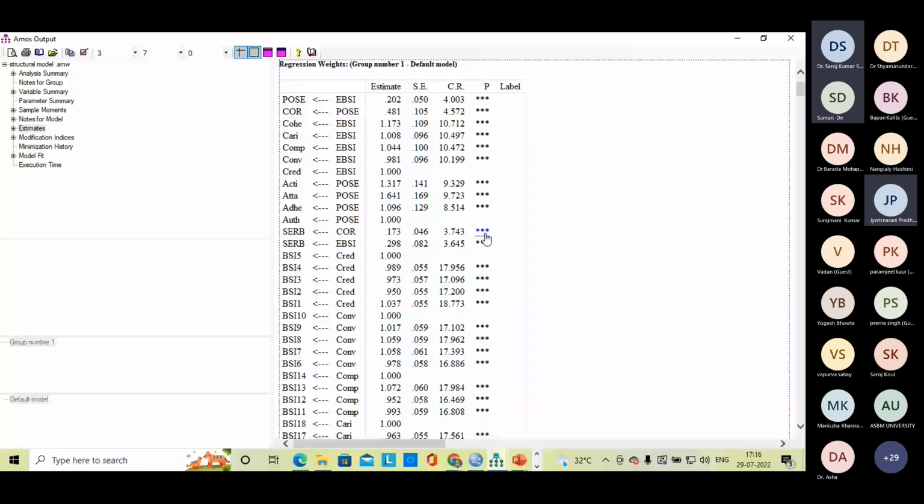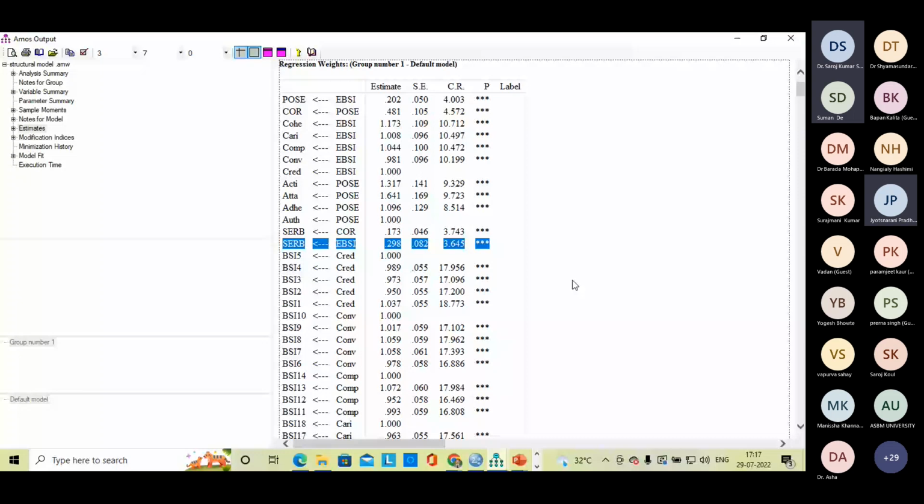And the most important is the direct impact, that is EBSI leads to SCRB. Look here, EBSI leads to SCRB. This is the direct impact. So what is the hypothesis? Effectiveness of buyer-seller interaction has a positive significant impact on sales employee retention. This is also accepted, or supported, at the 1% level of significance.